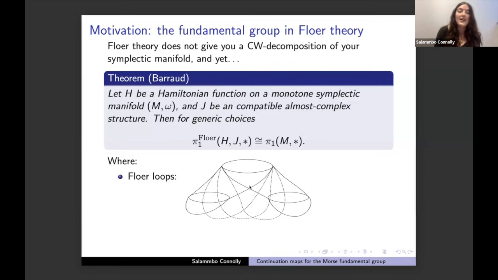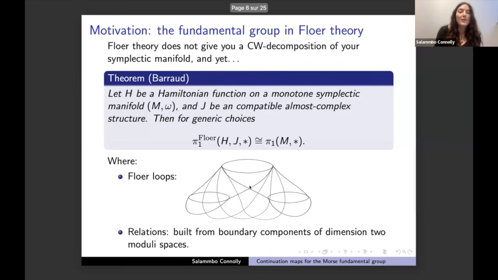If you want relations, it's a bit more complicated because you don't naturally have two-dimensional disks that are the equivalent of unstable manifolds of index 2 critical points. But what Jean-François Barraud did is that he built relations by looking at broken trajectories in the boundary of components of dimension 2 moduli spaces, and he used that to build relations that give you an isomorphism.